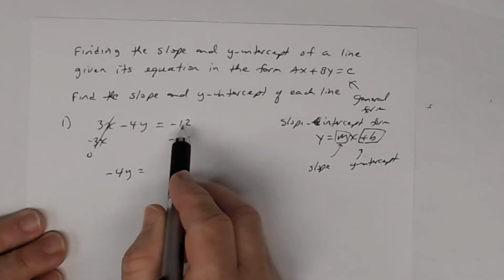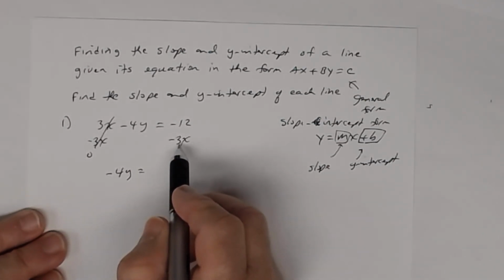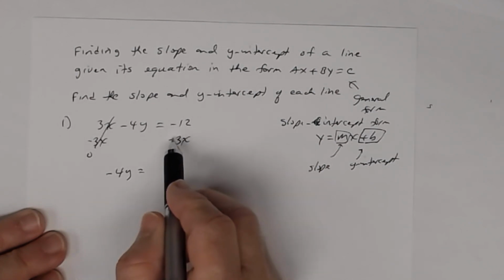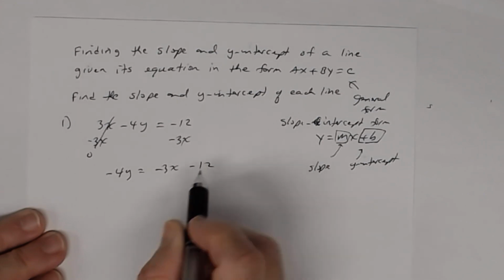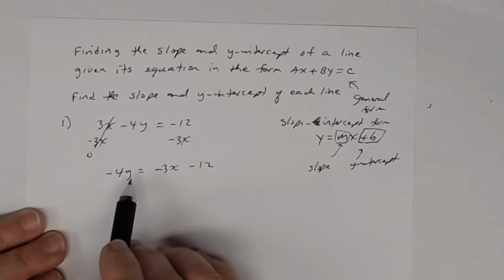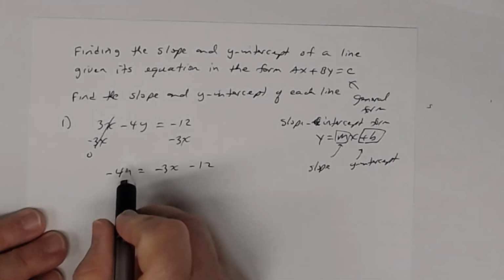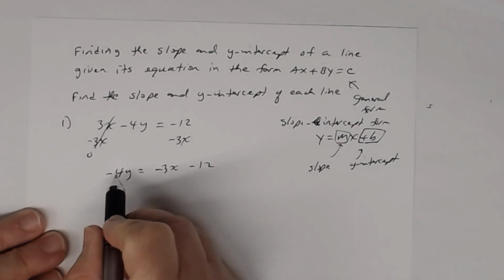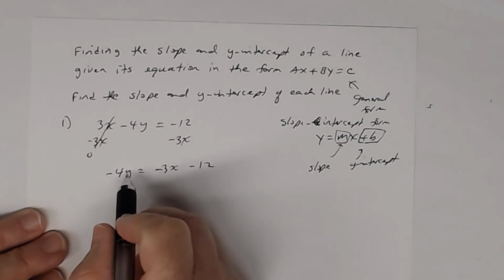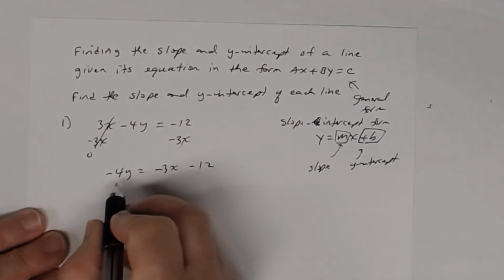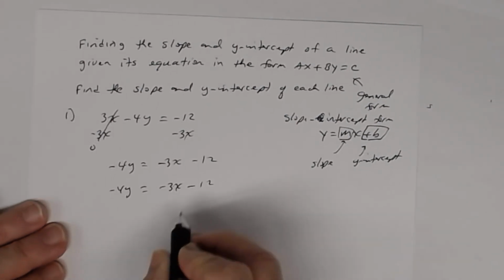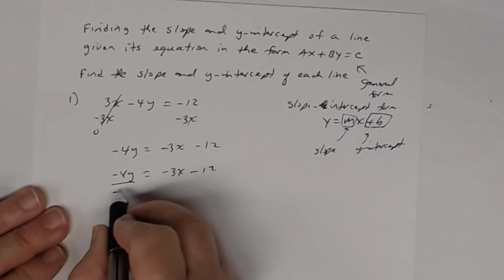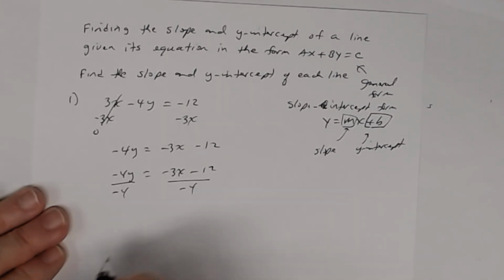Equal, now these are not like terms, but I'm going to put this in descending order, so I'm going to put the x first. So I get negative 3x minus 12. And then we're almost done with getting y by itself. Remember, I want to get y by itself. Right now, I'm multiplying by negative 4, so the coefficient of y is negative 4. Let me rewrite this over. Now I'm going to divide both sides by negative 4. What you do to one side, you do to the other.